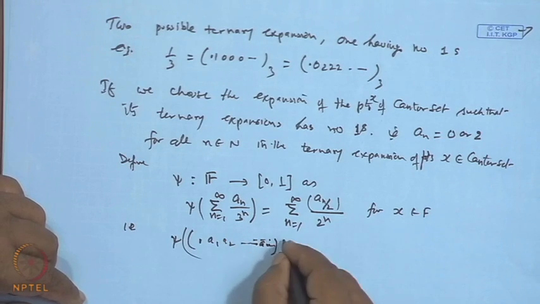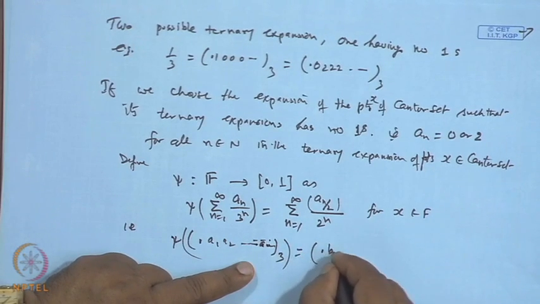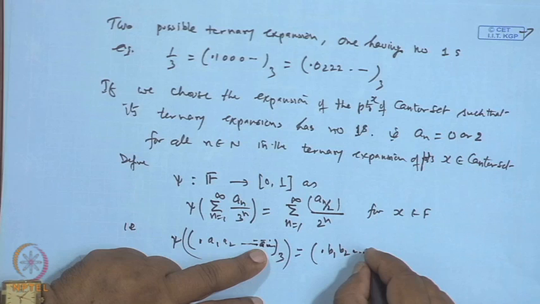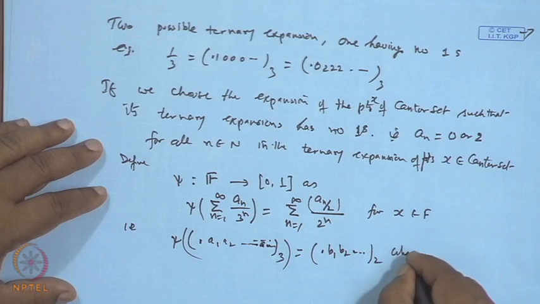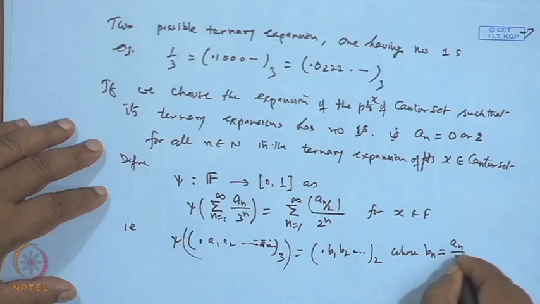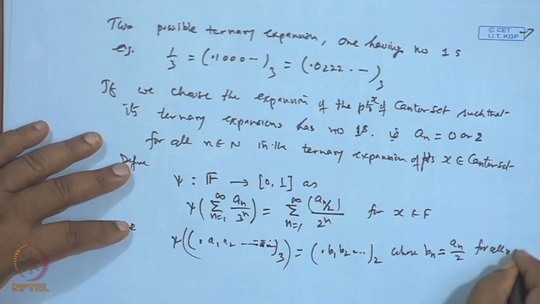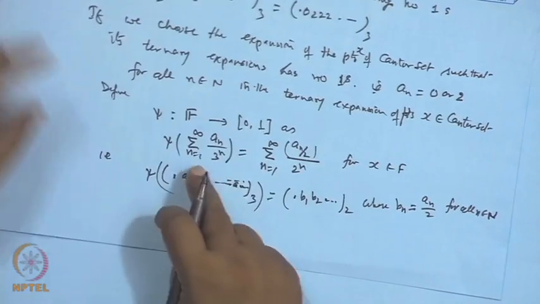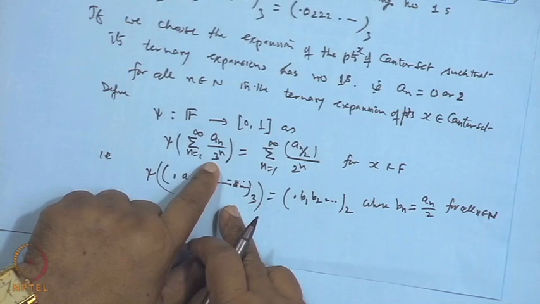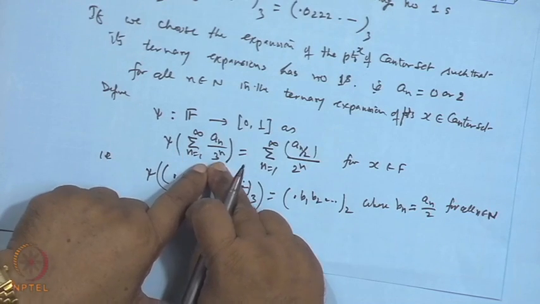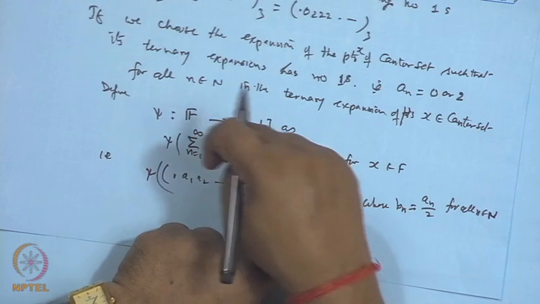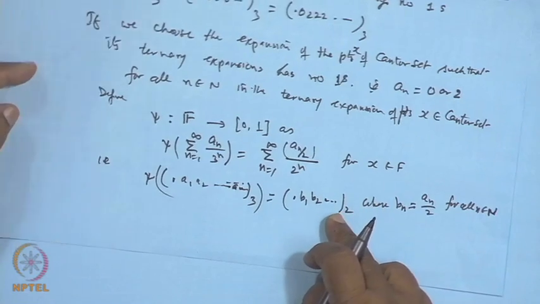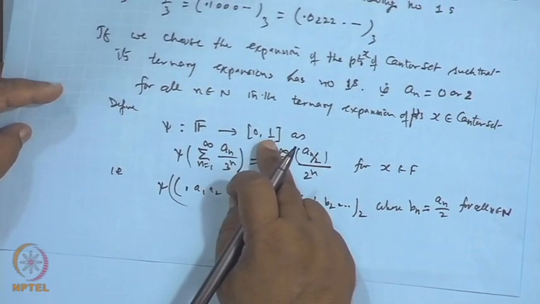This is a ternary expansion of this point. The image is nothing but the expansion of the same point in binary mode, b1, b2, ..., bn, etcetera, in binary, where bn is an by 2, for all n belongs to N. So each point I am picking up from here, writing down its ternary expansion, and then taking the image of this as a binary expansion of the same point. This binary expansion will also be a point in [0, 1].